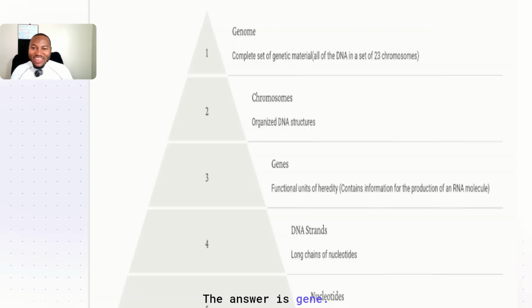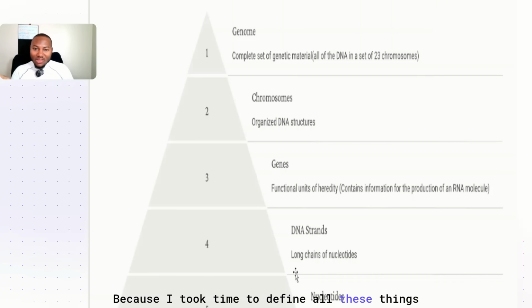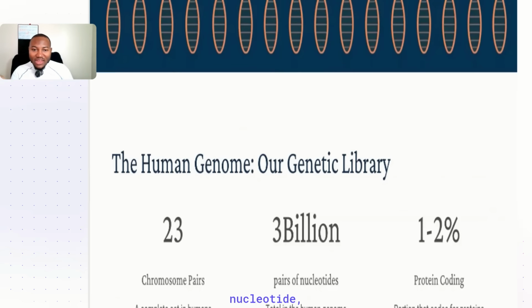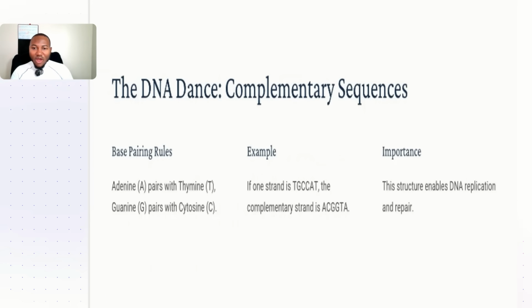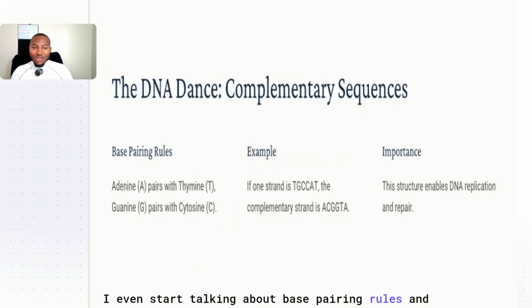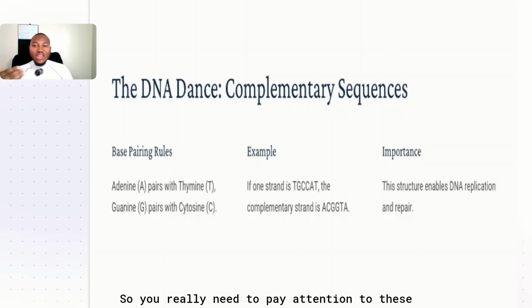Please, the answer is gene. A gene is that segment of a DNA that codes for the production of a molecule of RNA. That page where you take the recipe from. It's very, very important for you to know it, right? Because I took time to define all these things like genome, chromosome, genes, DNA strands, nucleotide. I even talked about the genome extensively before I even started talking about base pairing rules and all those things. So you really need to pay attention to these things because they are the ones that will come out in your exam.